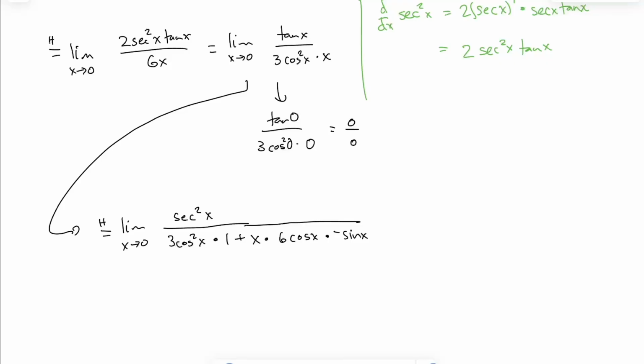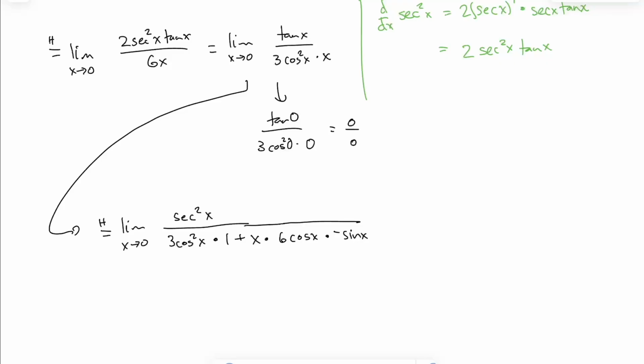This actually is going to end right here because when we plug the 0 in, well, you can tell right away, secant of 0 is 1 because secant is 1 over cosine. So we're not getting 0 on the top. That means definitely it ends here, right? It's not going to be 0 over 0 again.